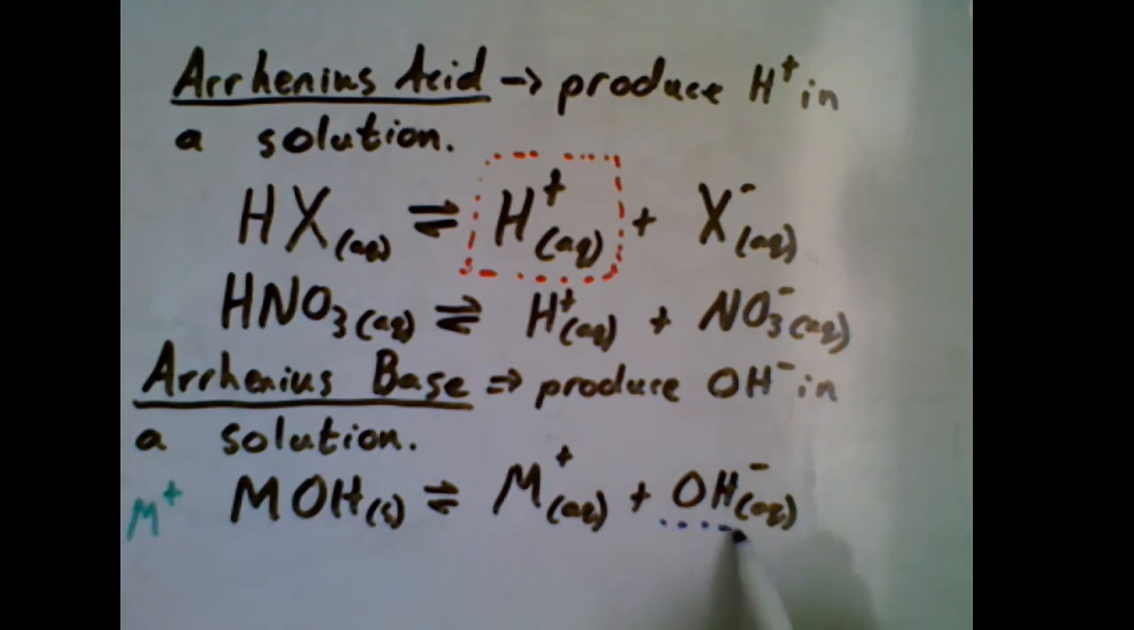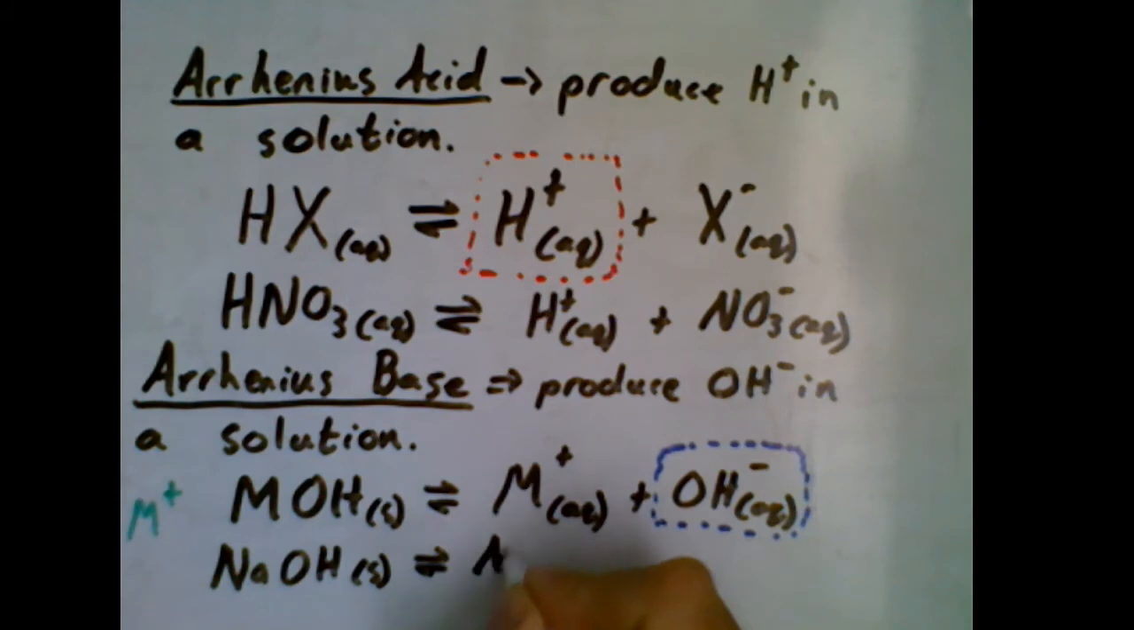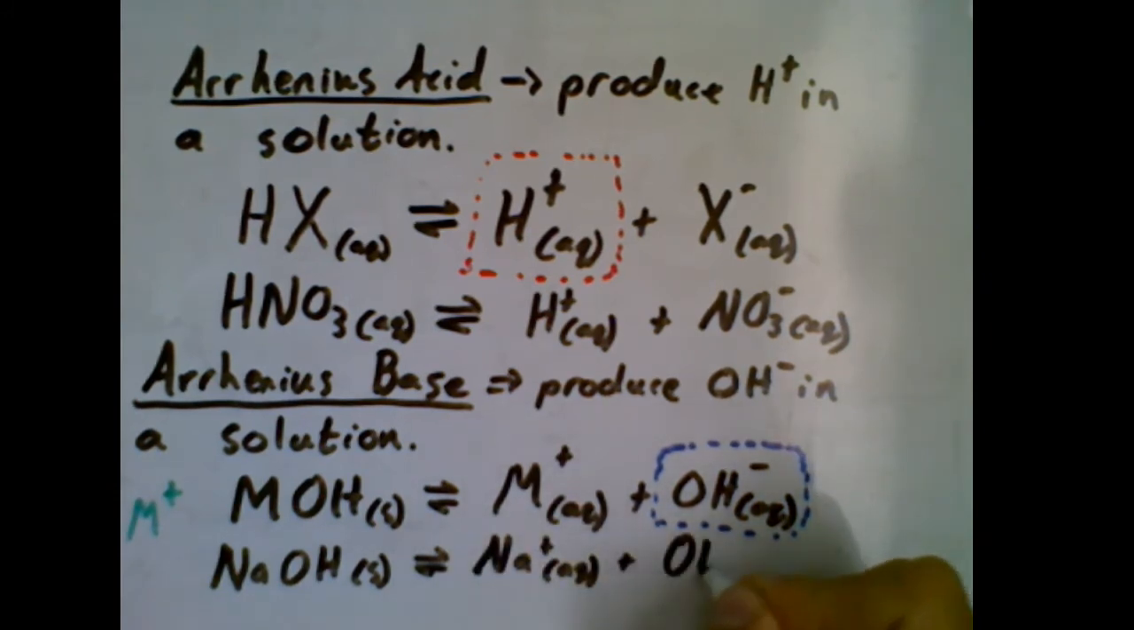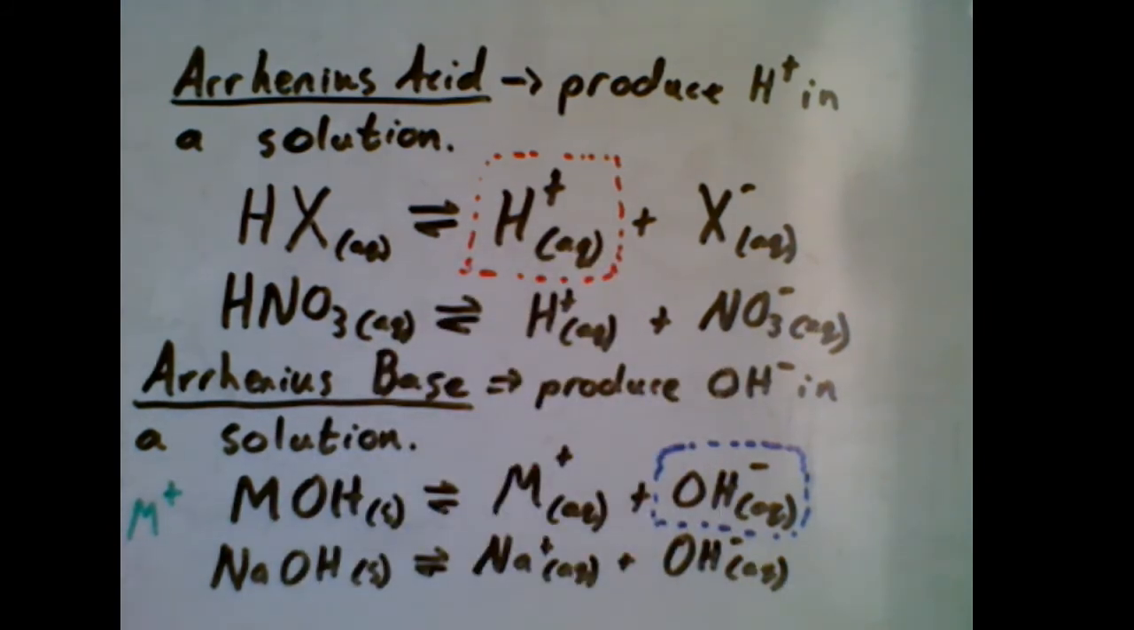And this is what defines it as a base according to the Arrhenius definition. So let's look at a real example. Let's say we had sodium hydroxide. If it were to dissolve in a solution, we would get sodium ions, and then we would also get hydroxide ions. And it's those hydroxide ions that are causing all those properties that we ended up seeing before. Same thing, the H+ in the acids is what caused the properties of those acids that we looked at in the previous chart.